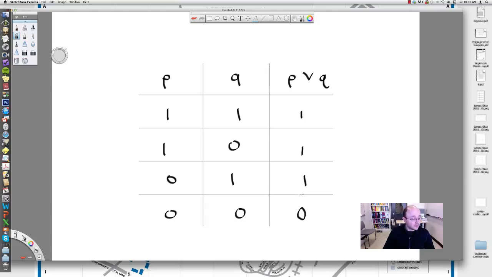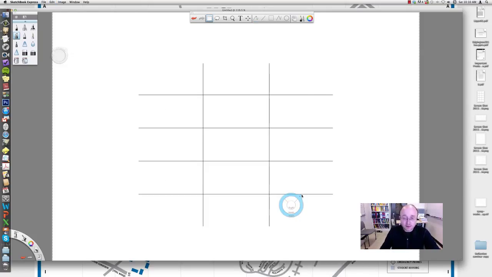Now we turn to the third propositional connective, namely negation. So negation is a little bit different in that it only takes one propositional formula as its input. So what we do here is we put P in the first column, then we don't put Q in the second column, rather we just put not P in the second column. So there is no Q in the truth table for negation.